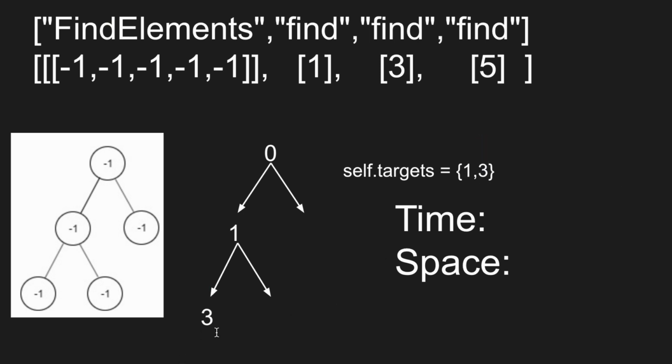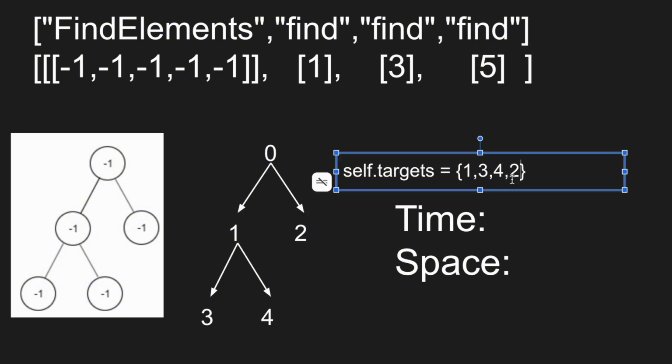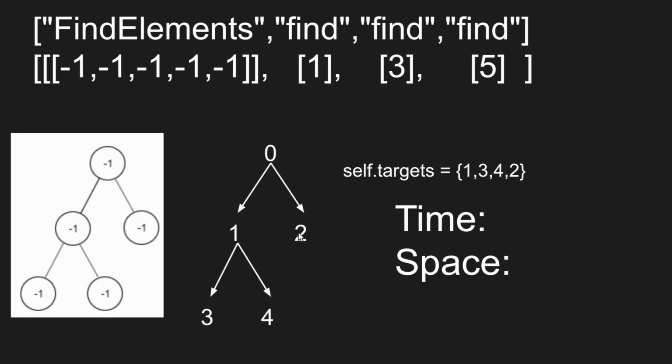Now 3 doesn't have a right or left node, so we trace back to 1. 1 has a right node that we haven't calculated, so we do it. 2 times 1 is 2, plus 2 is 4. 4 doesn't have a right or left node, so we look at 1. 1 has both right and left nodes calculated, so trace back to 0. 0 has a right node that we need to calculate, so 2 times 0 is 0, plus 2 is 2. Let's add 2 to the set. Now 2 doesn't have right or left nodes, so we are done recovering the tree.